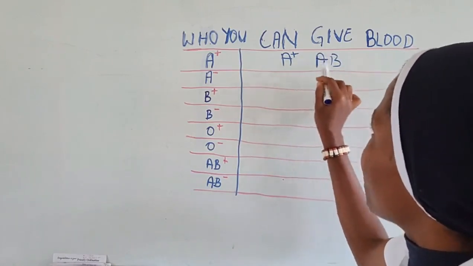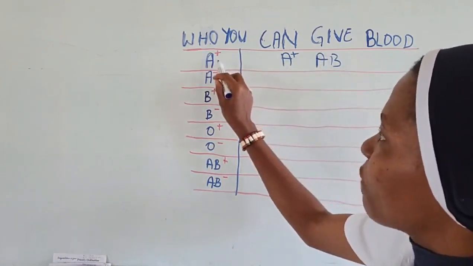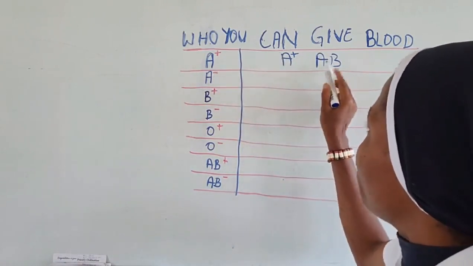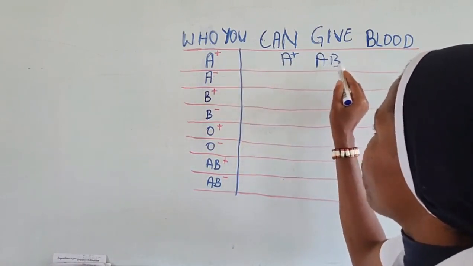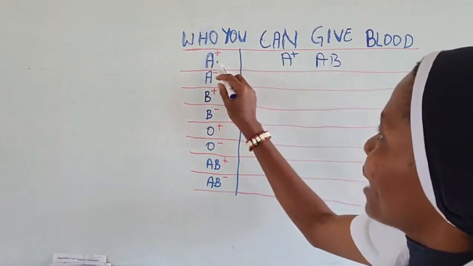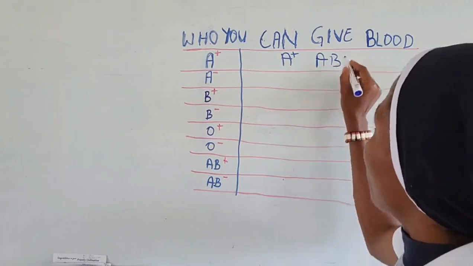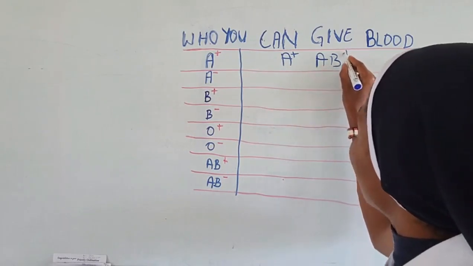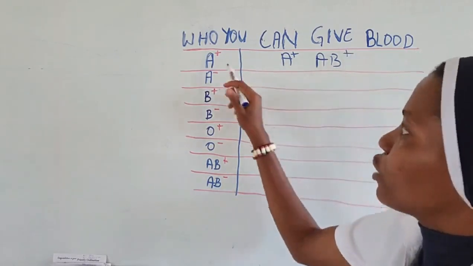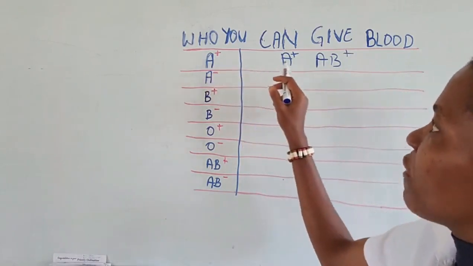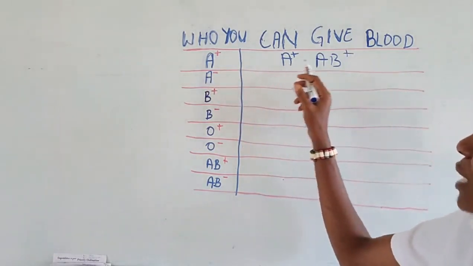If the person with the A positive blood type gives blood to an individual with AB, there's not going to be any transfusion reaction because this individual has A antigen and this also has A antigen. And this person too also has to have A positive blood type. So an individual with A positive blood type can only give blood to an individual with A positive blood type and AB positive blood type.